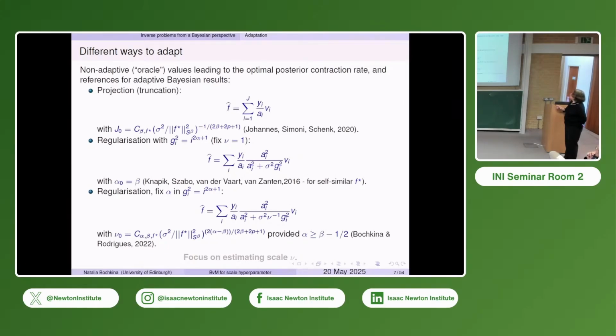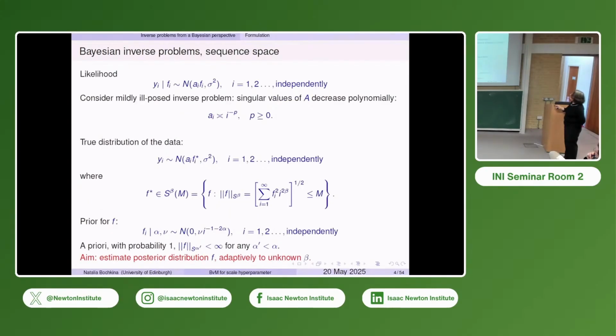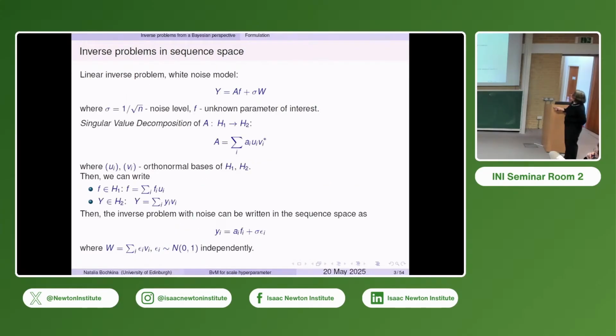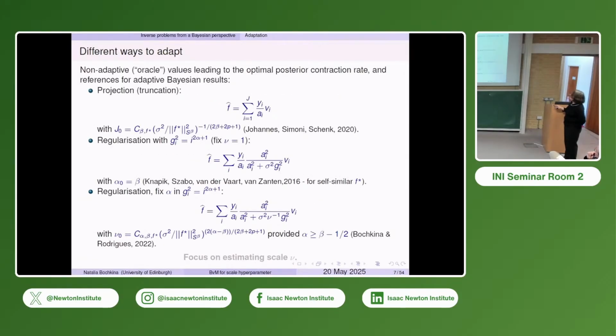Just a quick overview of different ways to adapt. One of them, a discrete one, is this: ideally, if we didn't have any noise, we would just take our data and divide. Remember the setup, going back to the linear setting. If we didn't have any noise, we would just take y divided by the operator to get f. Here, the way it's done is the same way. We just take this, but only up to a certain level j, and then to go back to f, we plug these coefficients into the basis. And the oracle value, that is, if you knew beta, and even f star, is of this order, n to the power 1 over 2 beta plus 2p plus 1, right?